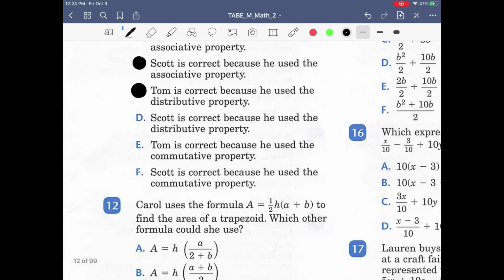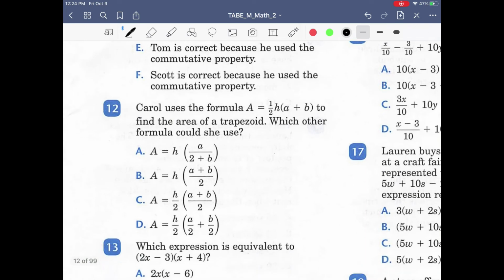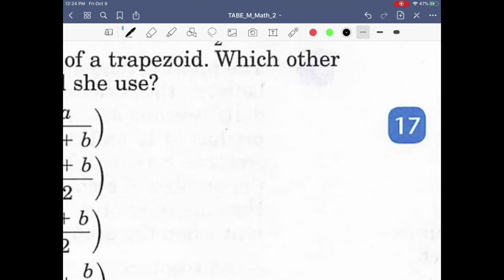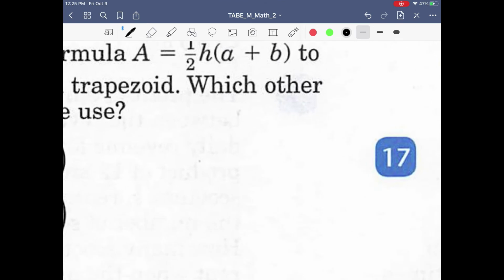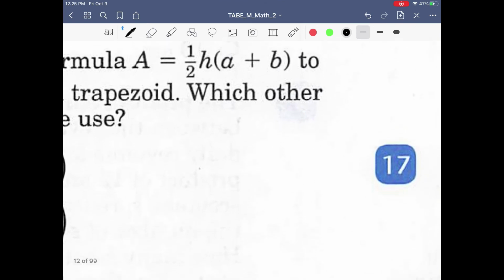Number 12. Carol uses the formula to find the area of a trapezoid. Which other formula could she use? And this one just looks scary. But let's see if we can simplify it a little bit. Here is the formula. I'm going to leave off the A part. I just want to write down the 1/2 H A plus B.